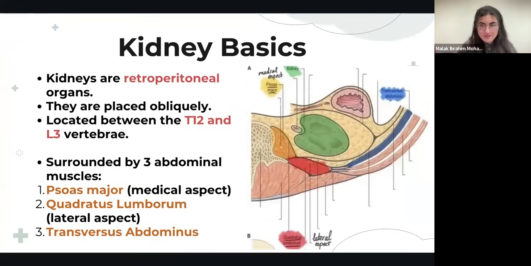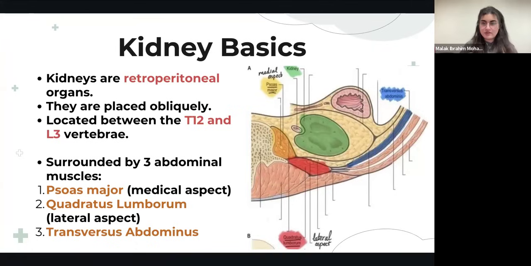Now, we'll start with the basics of the kidney. So what is the kidney? The kidneys are basically just retroperitoneal organs. When we say retroperitoneal, we mean that it is behind the peritoneum, which is basically the sheath that covers your abdominal organs. And the kidney is one of the retroperitoneal organs, so it's located behind it.